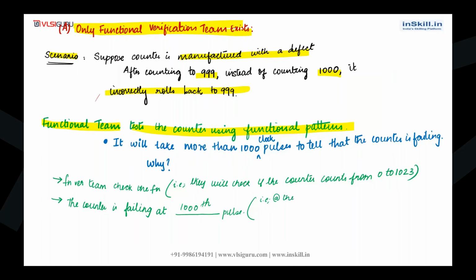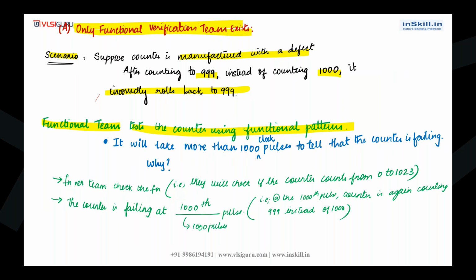At the 1000th pulse, the counter is again counting 999 instead of 1000. So the counter is failing at the 1000th pulse because at the 1000th pulse, the counter is again counting 999 instead of 1000. So that's why 1000 pulses are required for this.